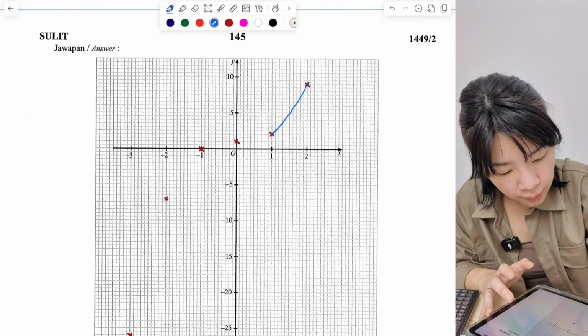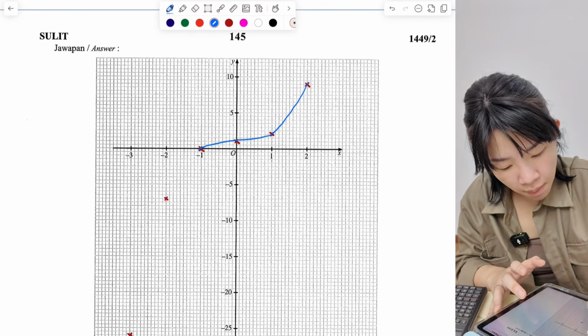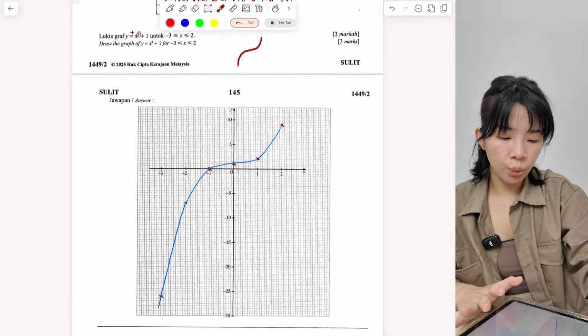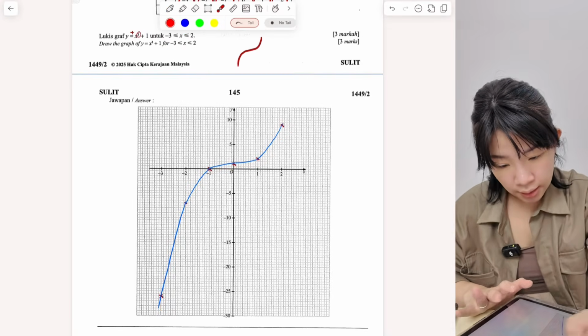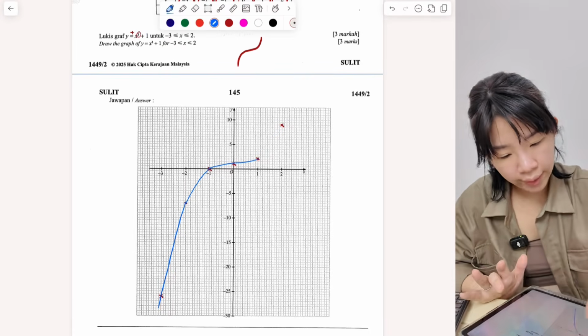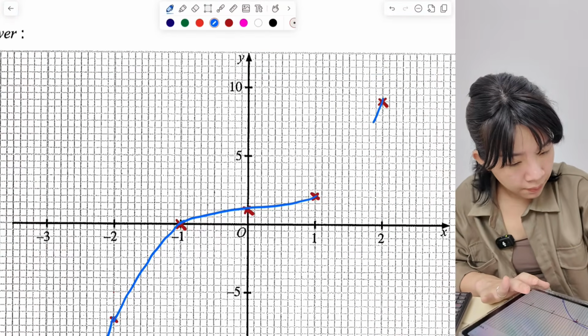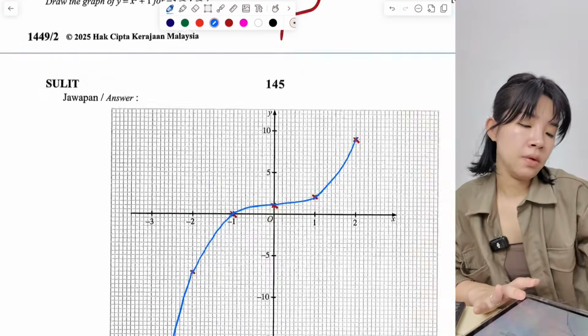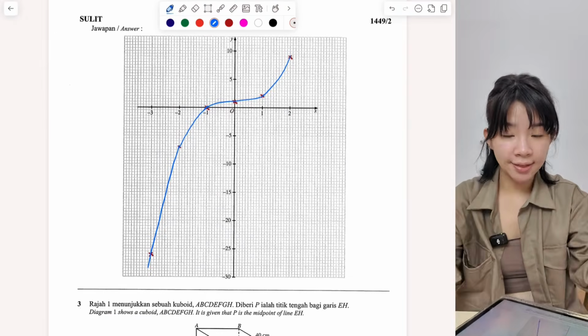Smooth curve. Okay, so you get a wave like this. Okay, if you think it is not that perfect, draw again. I think this one can be drawn again. Alright, so done. Let's go to the next one.